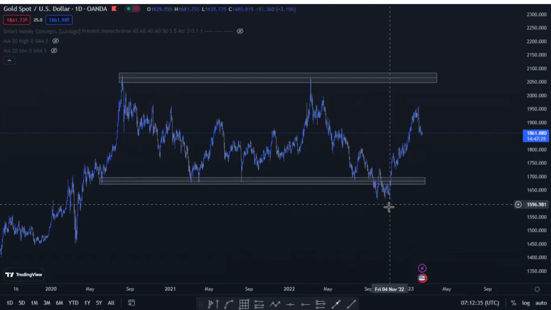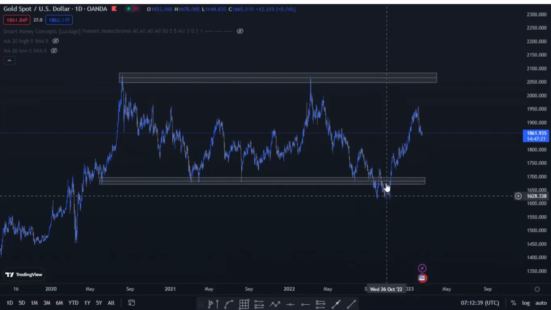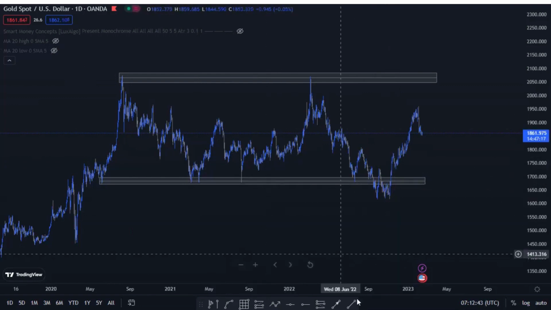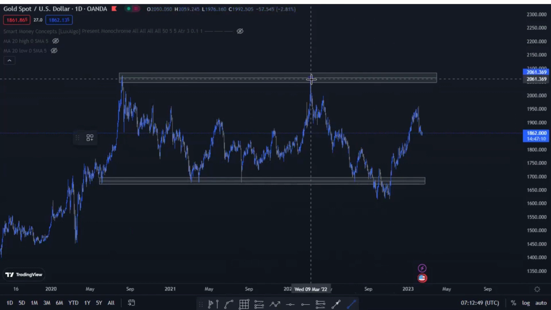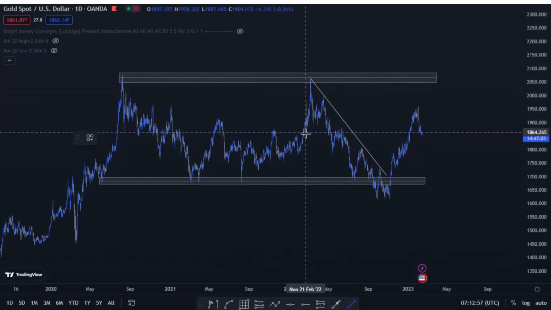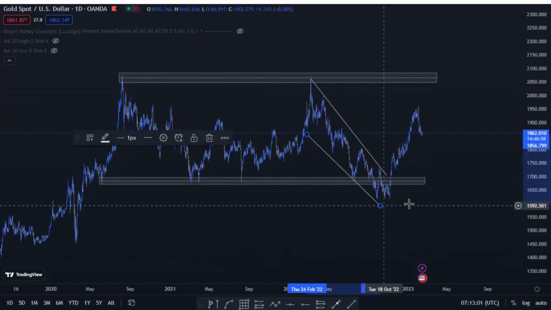So the buyers were strong. As you can see, this is a daily chart. So price went back again into the range. While we look at this range, we also have a trend line, a channel within this range, which also played a big role in this analysis.